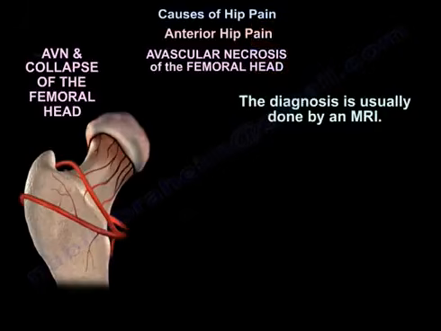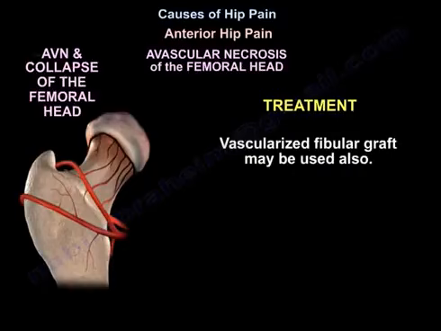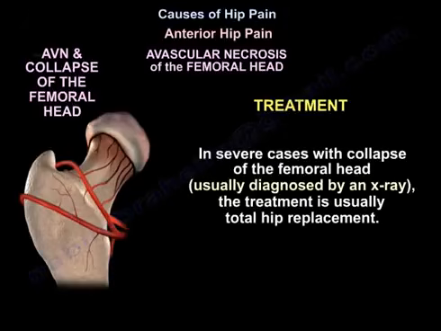The diagnosis is usually done by an MRI, and the treatment in early stages of avascular necrosis without collapse of the femoral head, you will do decompression by drilling of this segment in the femoral head to bring a new blood supply to the area. Vascularized fibular graft may be used also. In severe cases with collapse of the femoral head, usually diagnosed by an X-ray, the treatment is usually a total hip replacement.